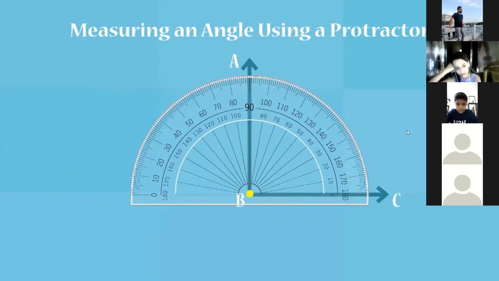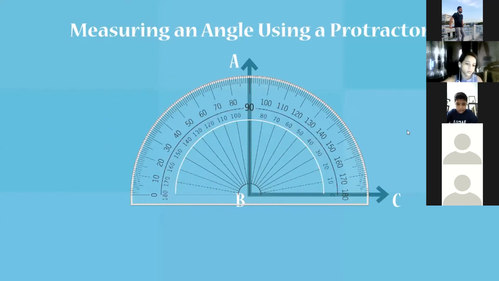Place the center point of the protractor over the vertex B of the angle and place the baseline exactly over the bottom line of the angle. Step 2. Look at the arm on the baseline. It points to 0 on the inner scale. Thus, we need to measure the angle on the inner scale.